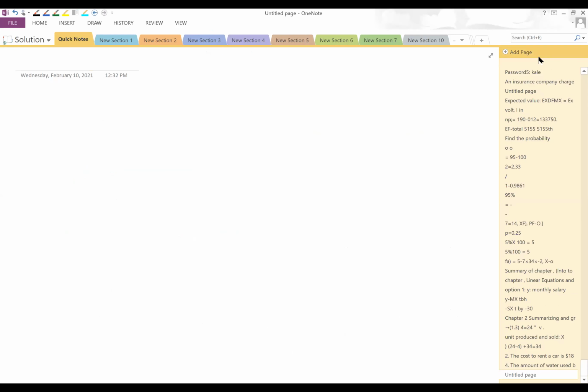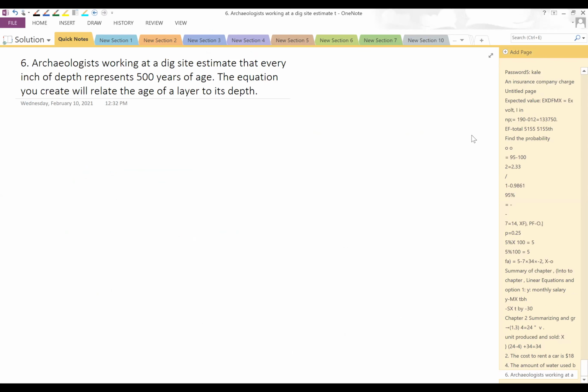Would it be 500x? Okay, 500. So what does x represent? Inches? Inches of the depth, right? Very good. Or maybe just depth in inches, so maybe that's even better. So maybe let's put it this way: x is the depth of the dig site, the depth in inches.